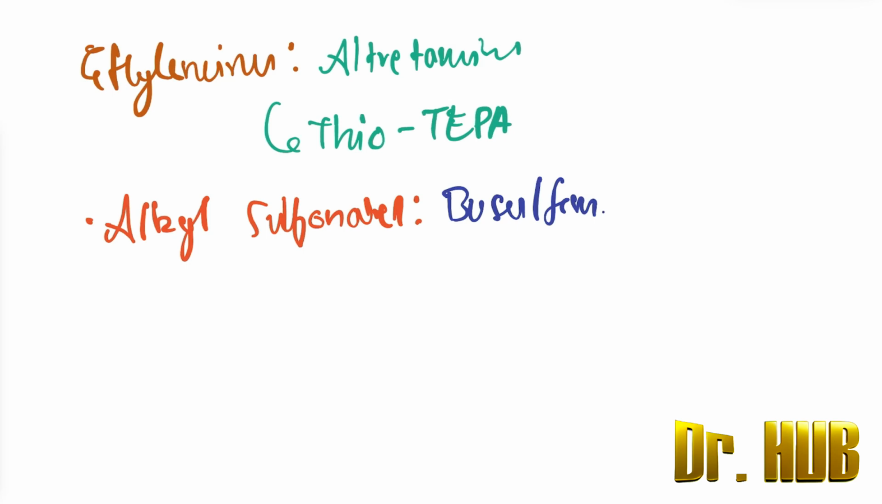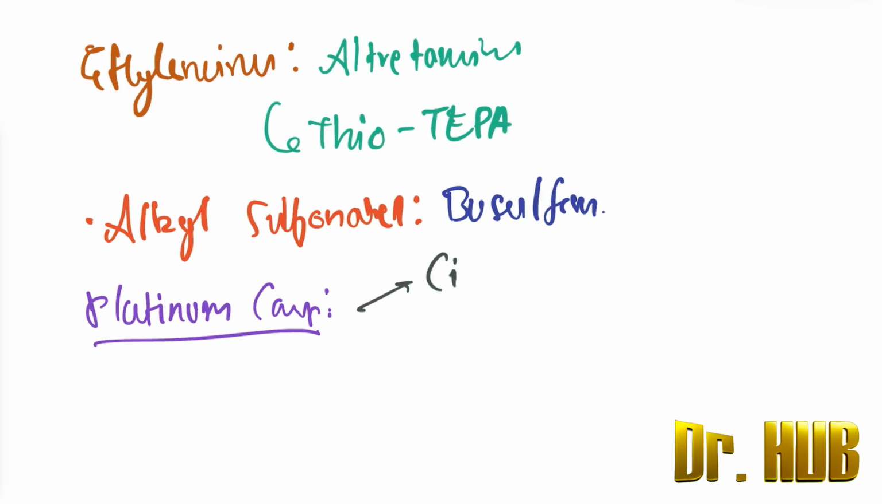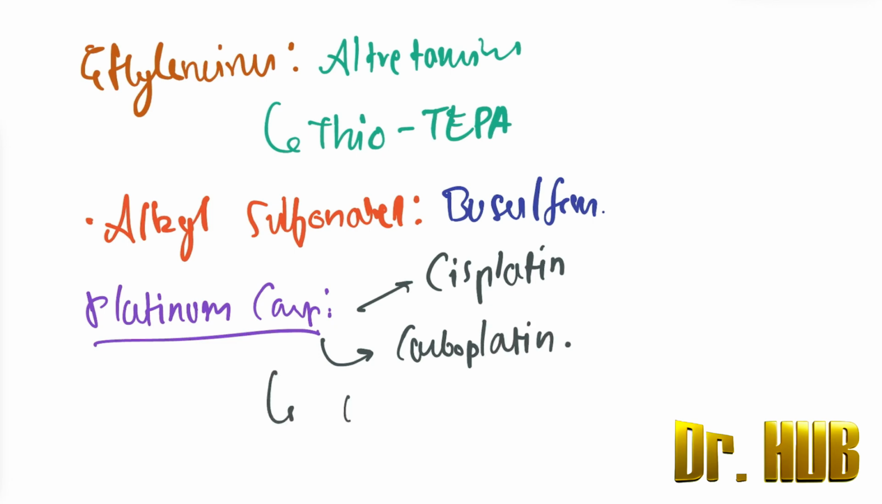Next, we move on to the platinum compounds. Under the platinum compounds, it includes cisplatin. Next, there is also carboplatin, as well as oxaliplatin.